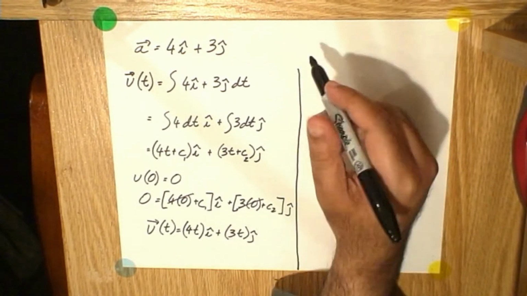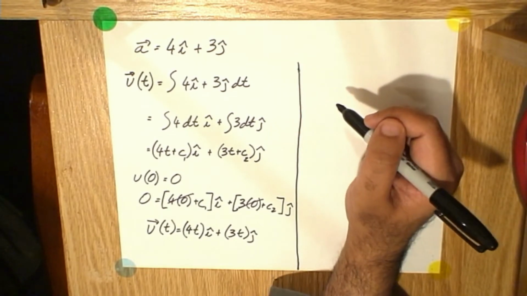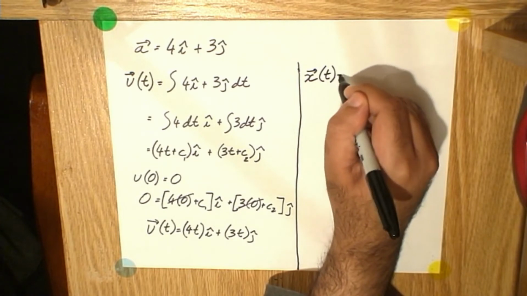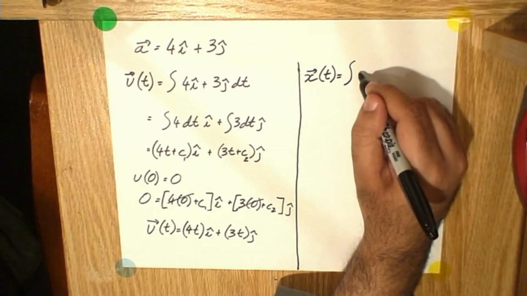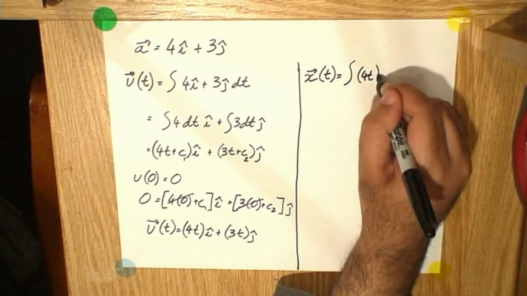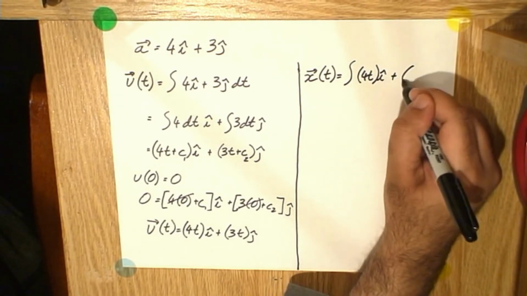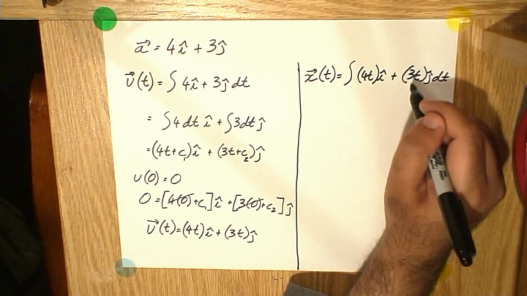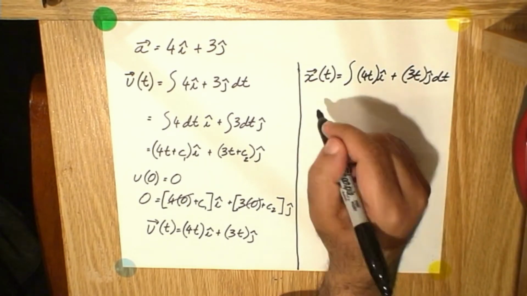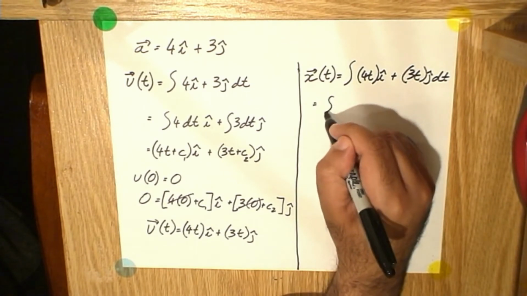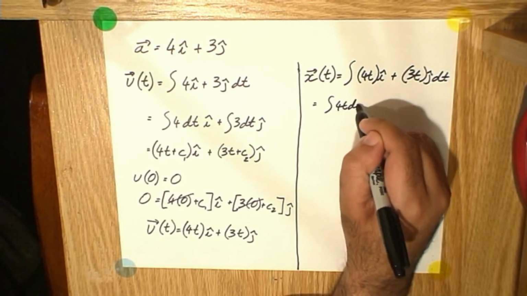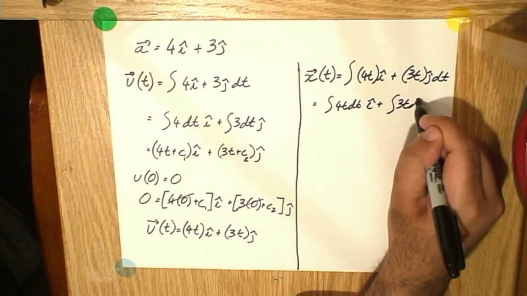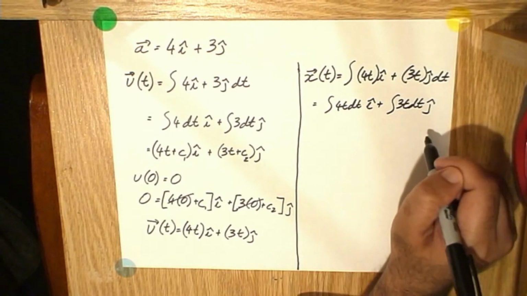We are told the velocity, or we found the velocity just a moment ago, so the position is just going to be the integral of that velocity. So the integral of 4t i hat plus 3t j hat dt. Again, we would break this into 2 separate integrals, like this. Integral of 4t dt i hat plus integral of 3t dt j hat.